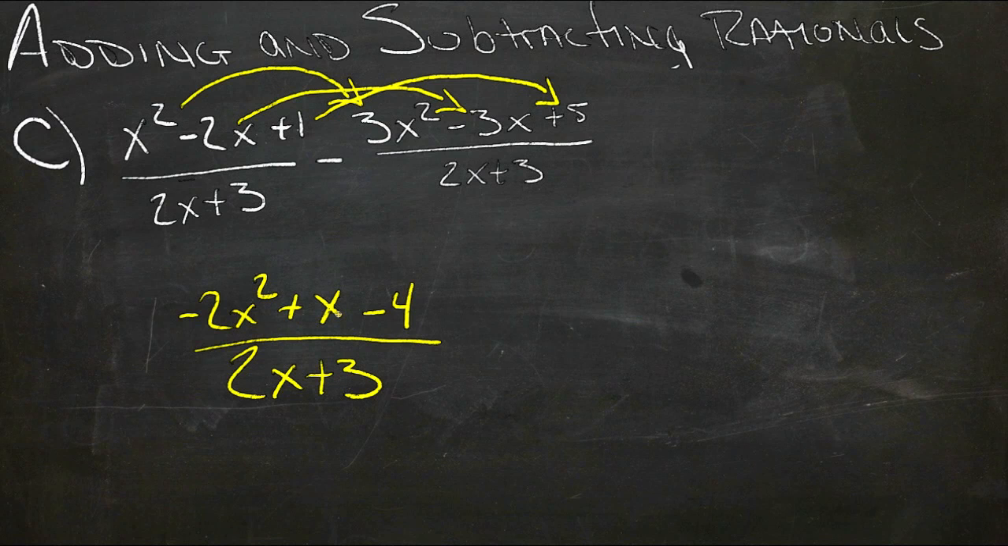Now we could test and see if this factored. We're not going to be able to factor the bottom. We could do 2 times (x plus 1.5), but that's not really going to help us much. In the numerator we could do, nope, not going to be able to factor anything that matters. So this is as small as it gets.